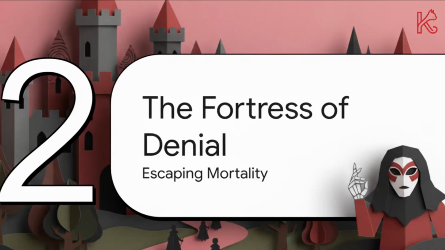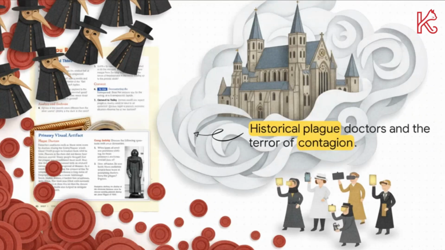Moving on to Section 2, the Fortress of Denial, Escaping Mortality. Poe's 19th century Gothic tale taps into some very real historical anxieties. For centuries, rapid, incurable diseases, think the Black Death, absolutely terrified and collapsed societies. So the physical isolation of Prospero's abbey represents a psychological state of absolute denial. It kind of makes us ask, how does modern society still distract itself today? I mean, we might not weld ourselves into abbeys, but we certainly construct our own artificial realities to avoid confronting the fragility of human life.